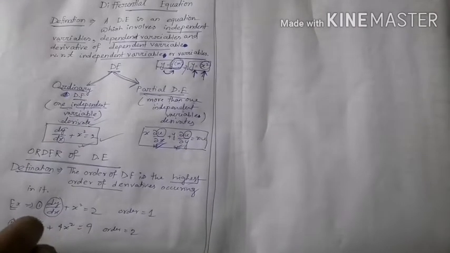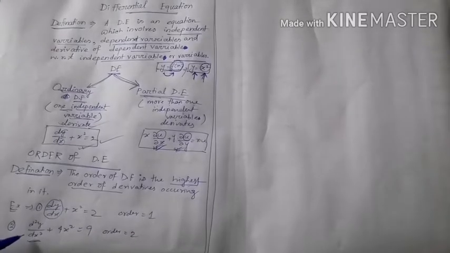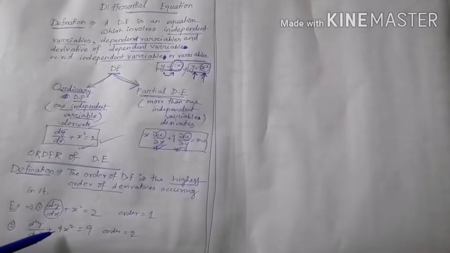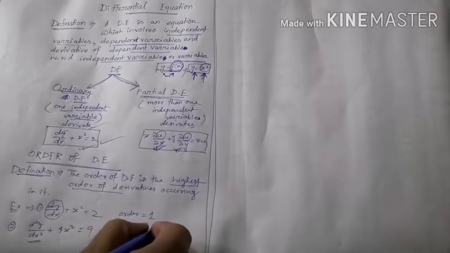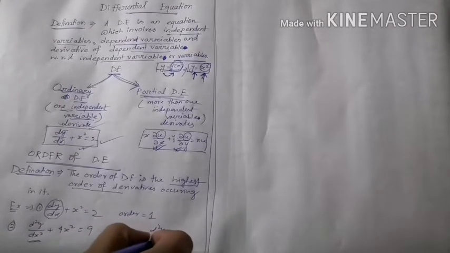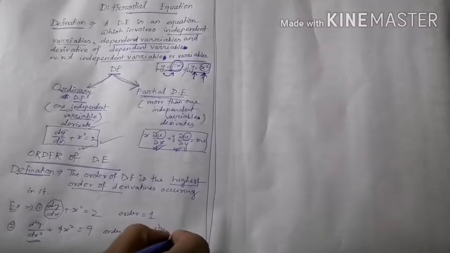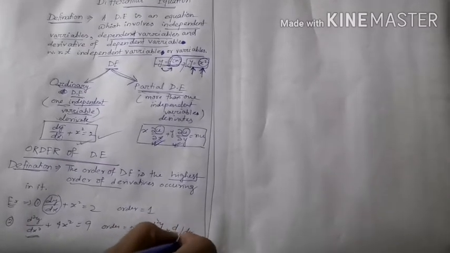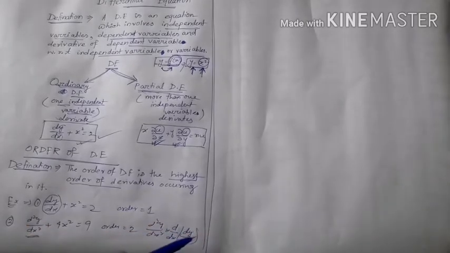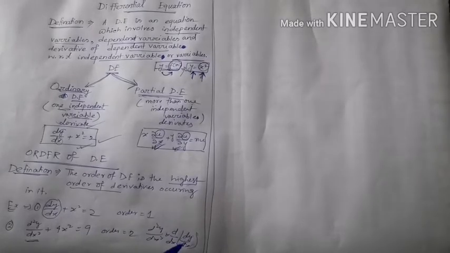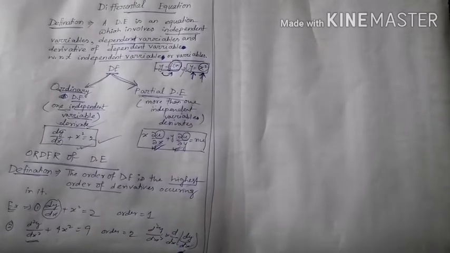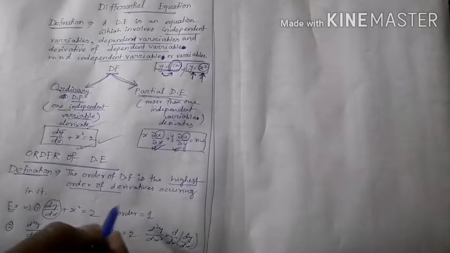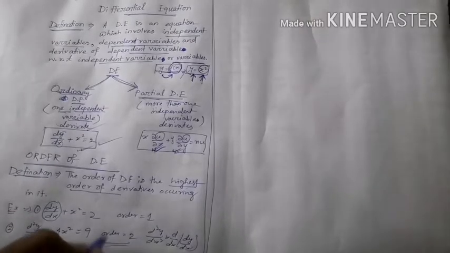In the second example, d²y/dx² + 4x² = 9. Here we know that d²y/dx² equals d/dx of dy/dx. So here the dependent variable y is differentiated with respect to x two times. That's why the highest order is 2 here.